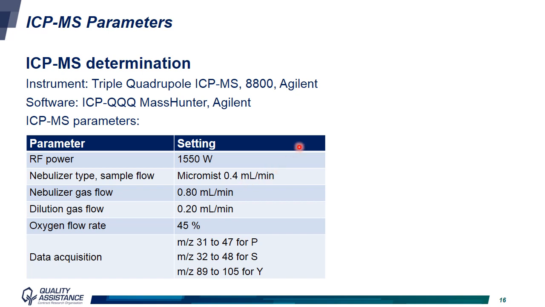Here are some parameters for the ICP-MS. You see that we use a high RF power. Remember that phosphorus and sulfur have high ionization potential, so they need high energy. The other parameters are quite classical. You can find here the addition of oxygen in the reaction cell and the different settings for phosphorus, sulfur, and yttrium of the Q1 and Q2 quadrupoles.